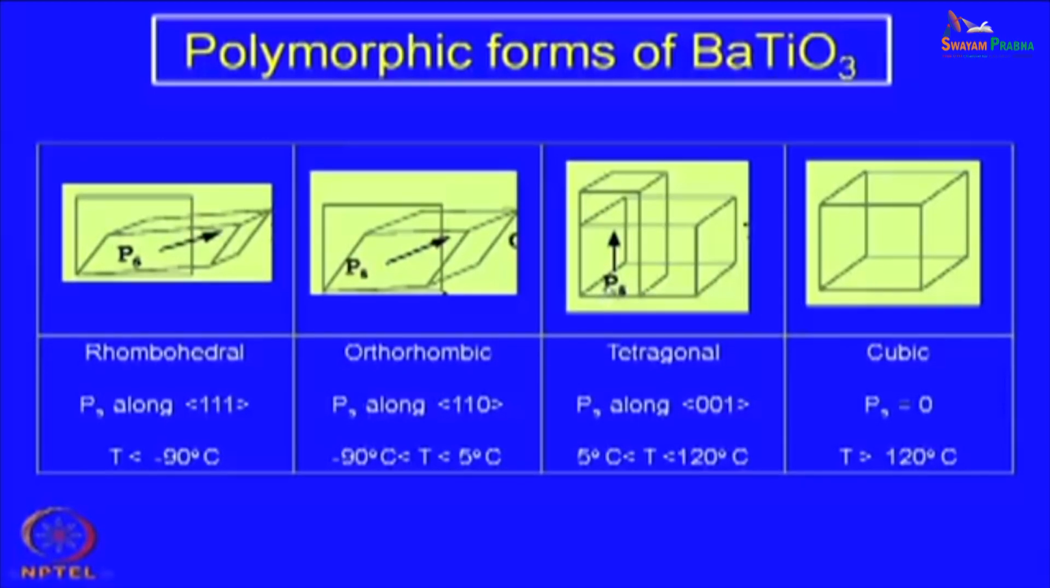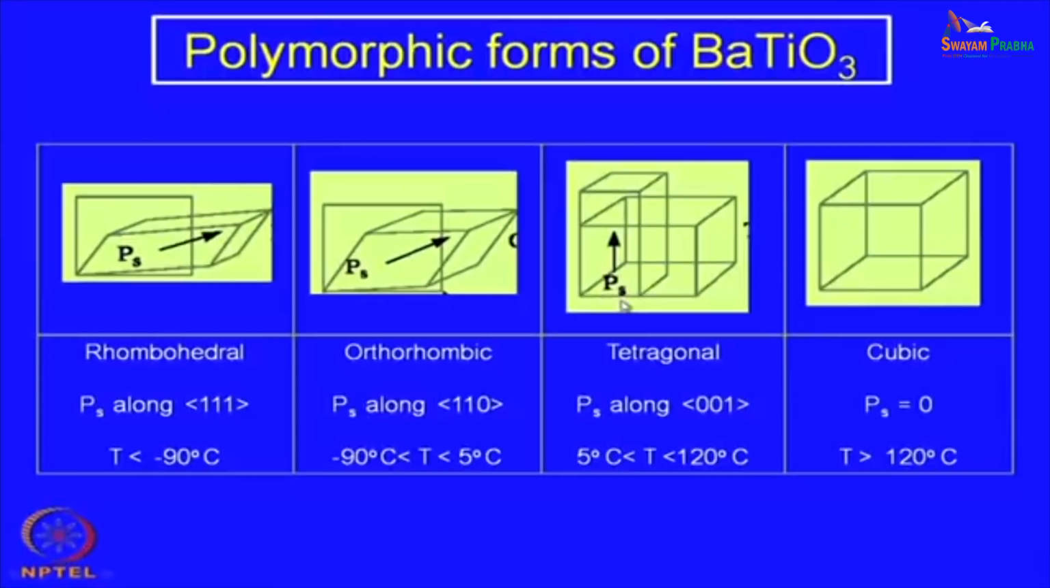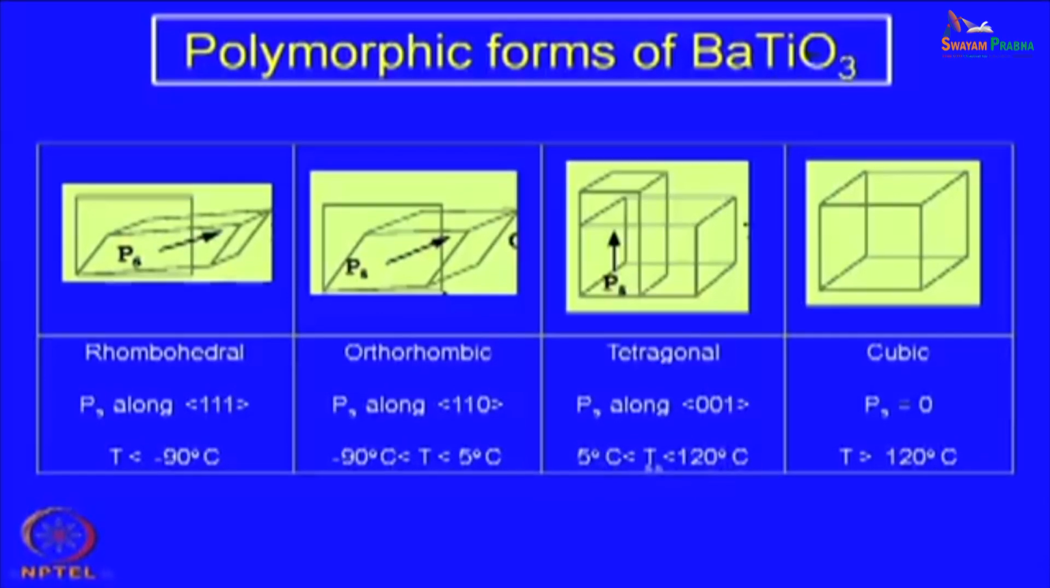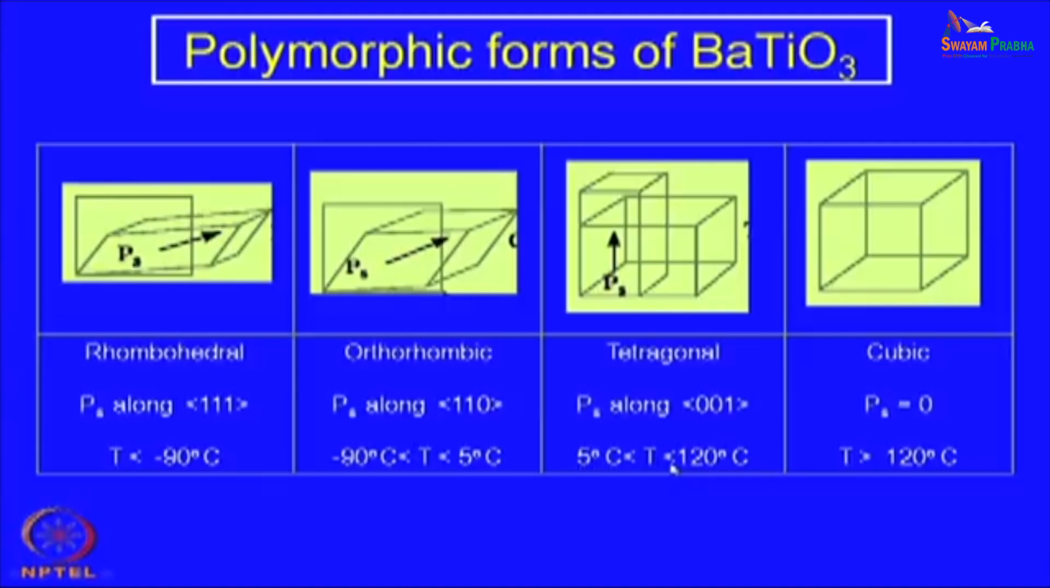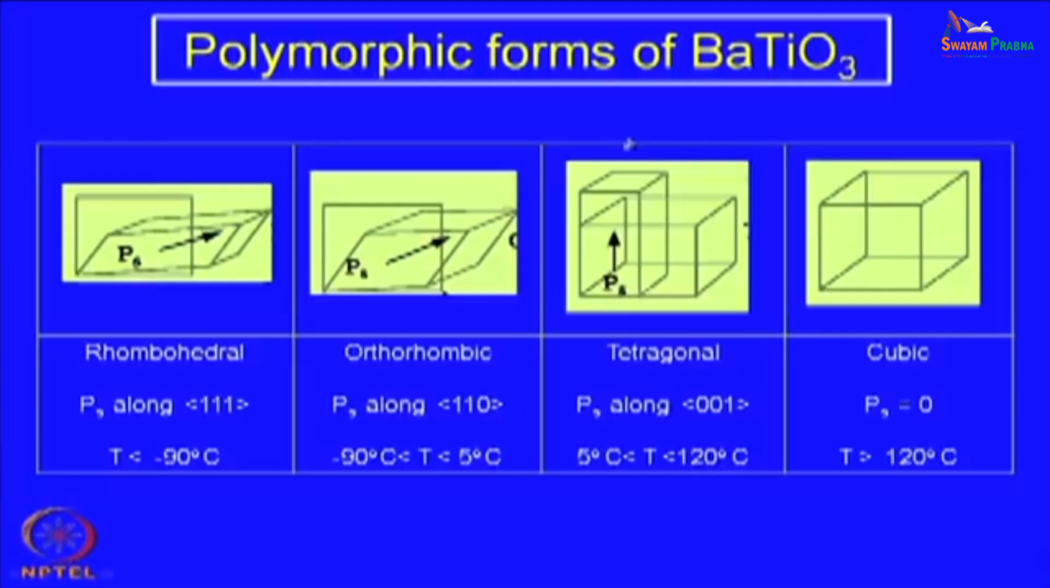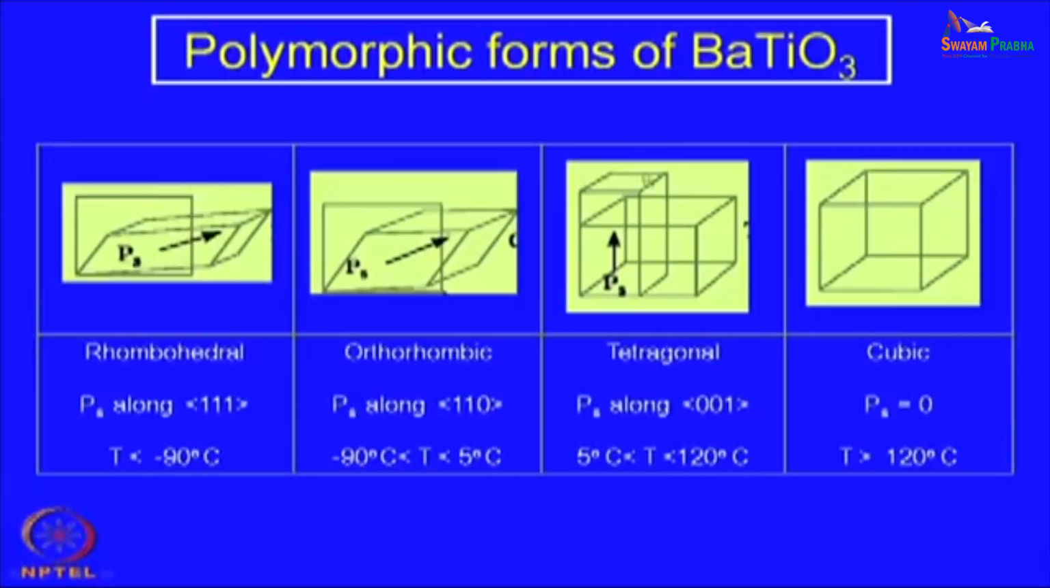From the point of view of crystallography, one can define this C axis as the direction of the 0 0 1 axis, a 0 0 1 direction, and this tetragonal polymorph is stable within the temperature range between 5 degree centigrade and 120 degree centigrade. So it is very close to 0, almost slightly below room temperature to slightly above room temperature. That is the range where tetragonal symmetry is stable, and you have a spontaneous polarization here.